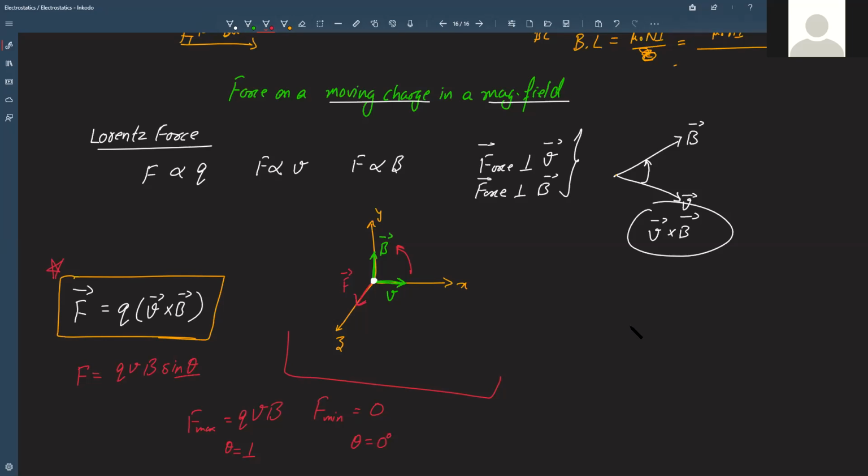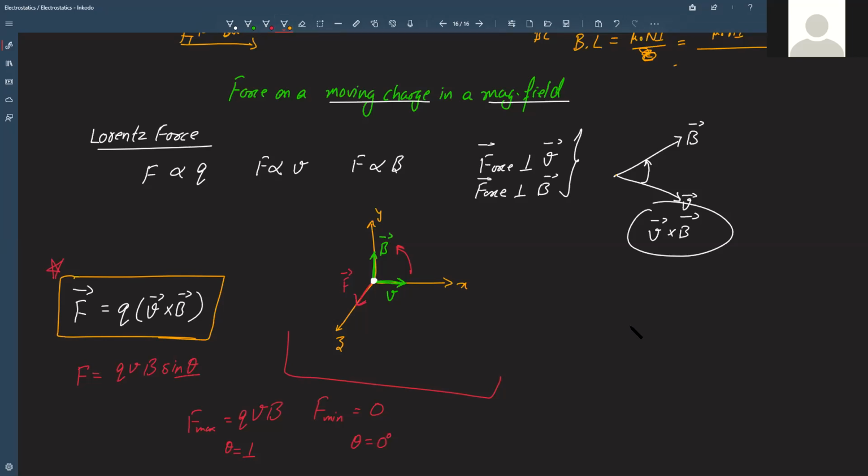right? So there will be no force if the charge is moving in a direction parallel or anti-parallel to the magnetic field. So charge motion and magnetic field should not be in the same direction or in the same line. Otherwise, the force will be 0. Right?